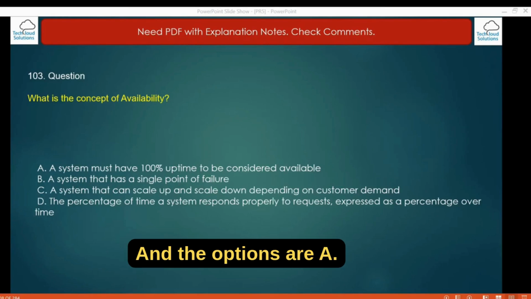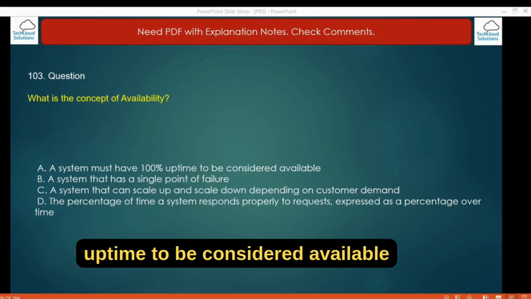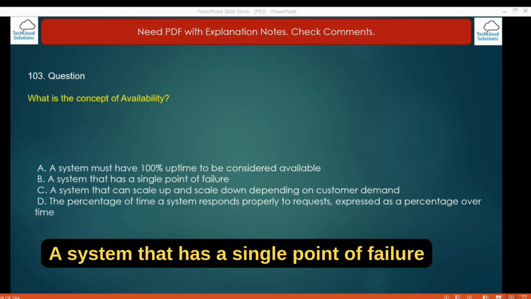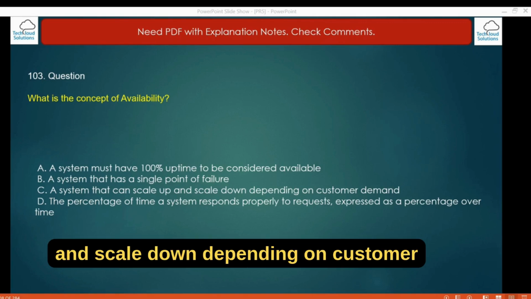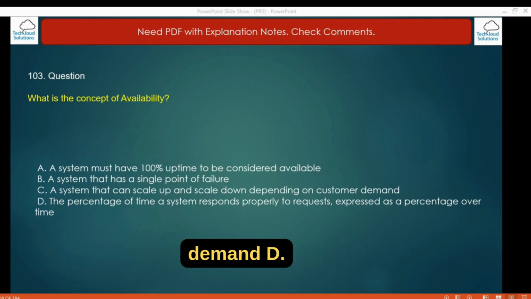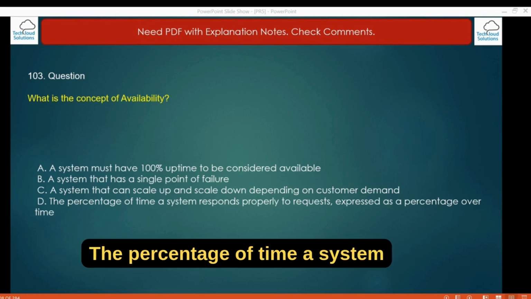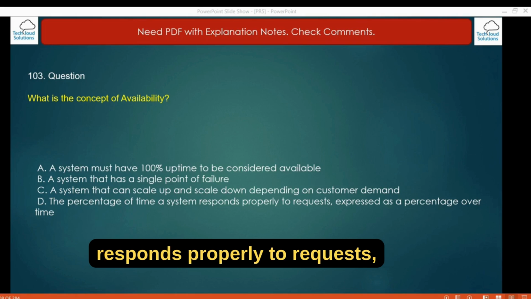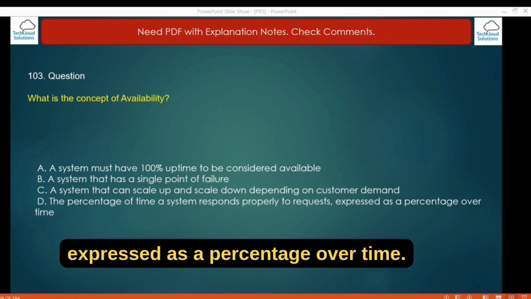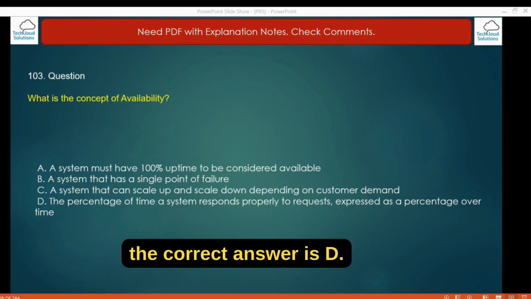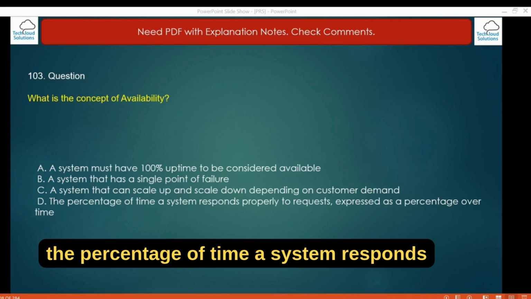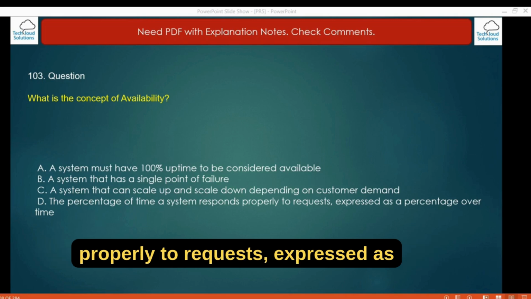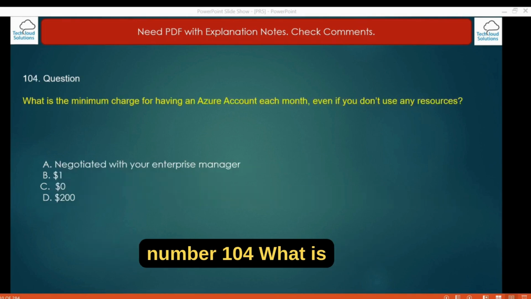Question number 103. What is the concept of availability? And the options are A. A system must have 100% uptime to be considered available. B. A system that has a single point of failure. C. A system that can scale up and scale down depending on customer demand. D. The percentage of time a system responds properly to requests, expressed as a percentage over time. So the correct answer is D, that is the percentage of time a system responds properly to requests, expressed as a percentage over time.